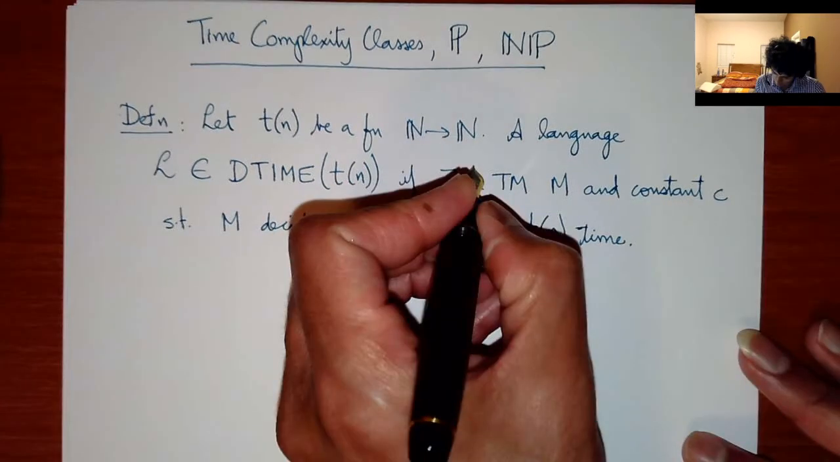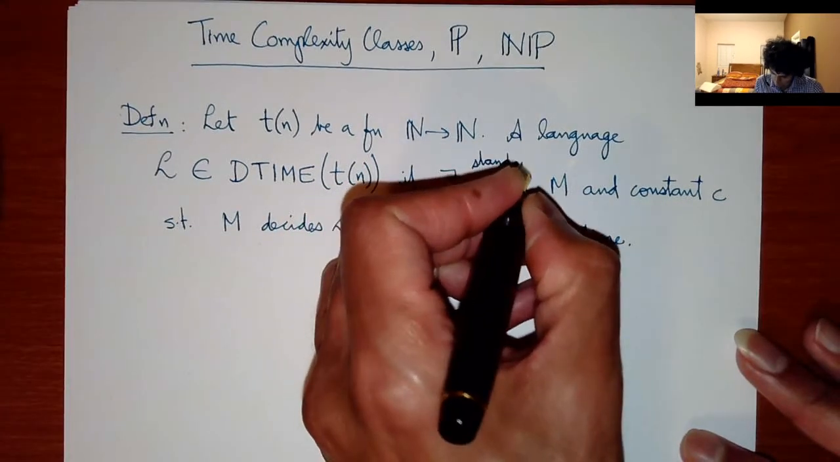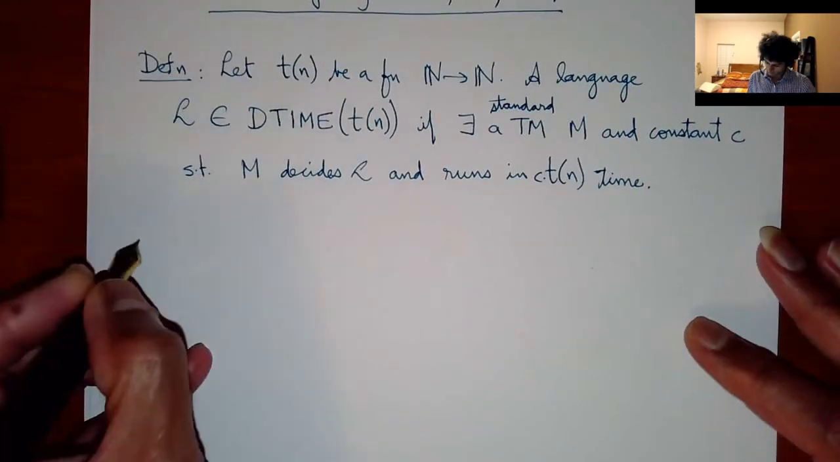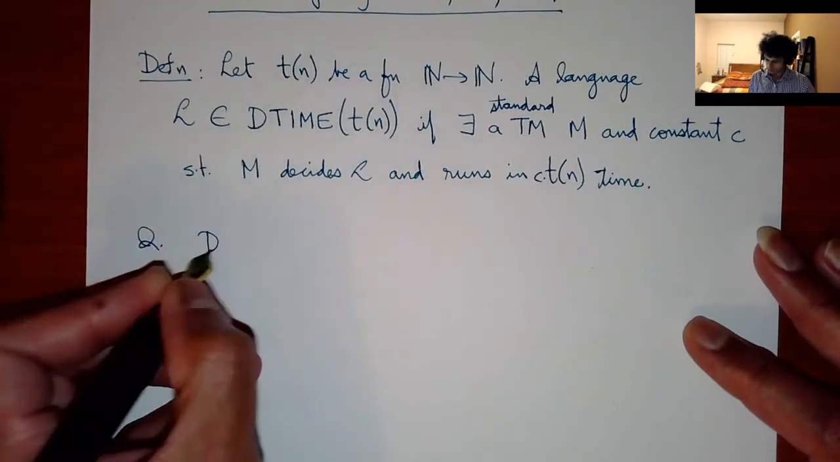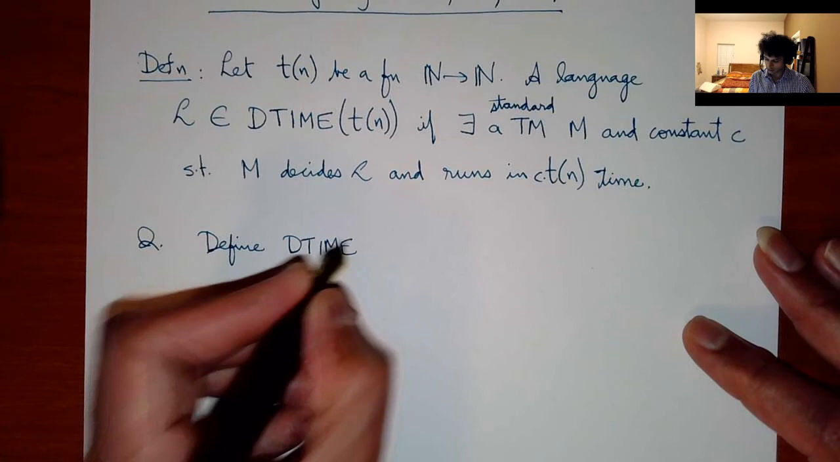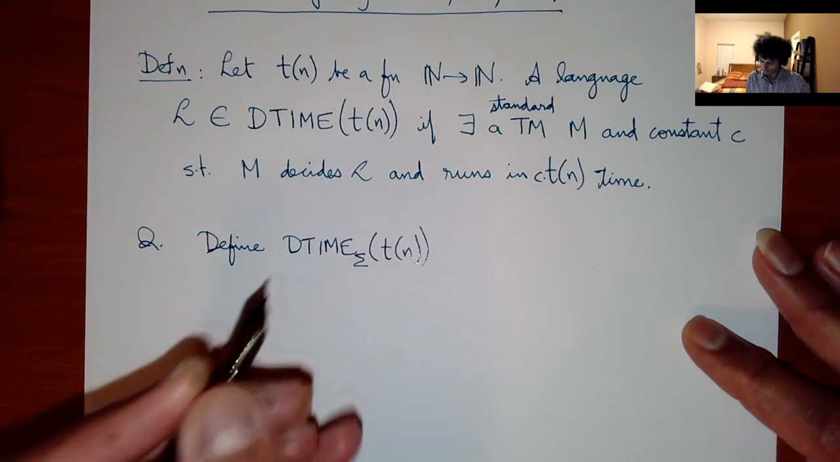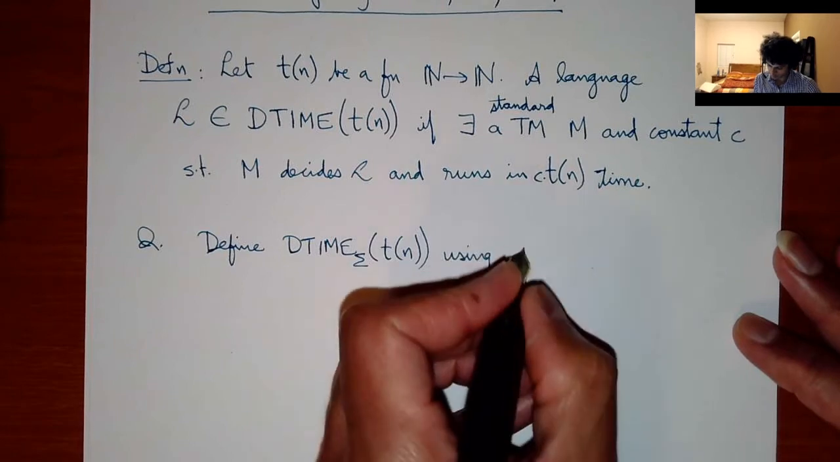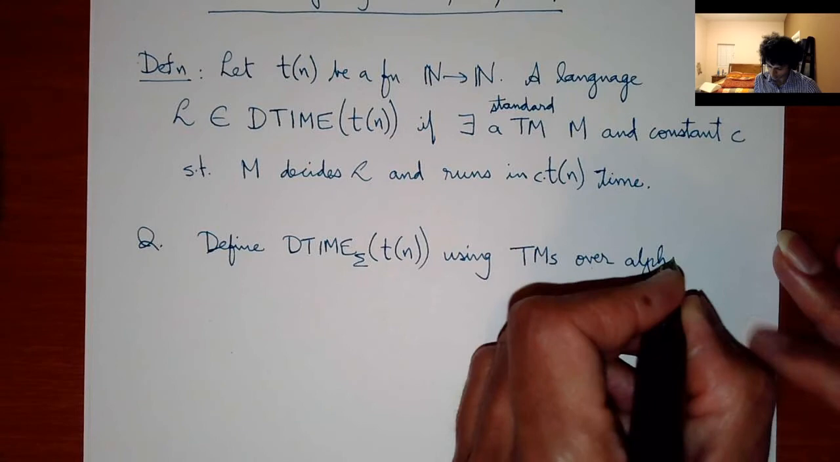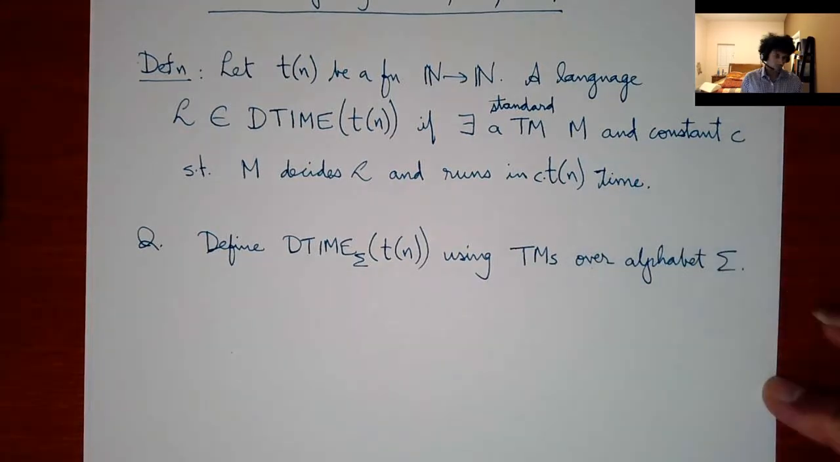Now let me qualify that by basically saying a standard Turing machine. And as we discussed, a standard Turing machine is one where the alphabet is binary, and it only has one tape. Okay, now let me ask you a question. Define D time sigma of T of n using Turing machines over the alphabet sigma. Okay, so here's my question.